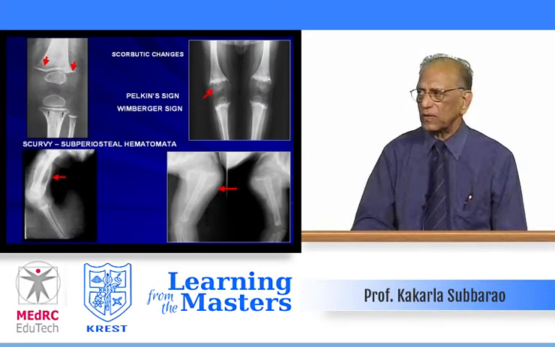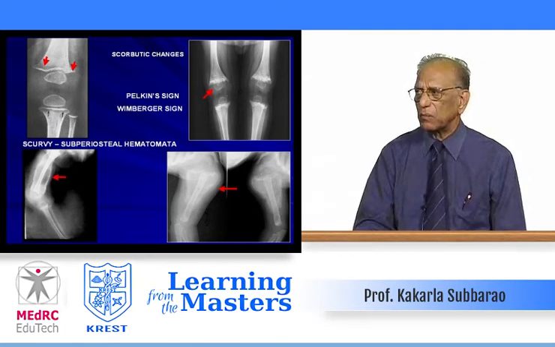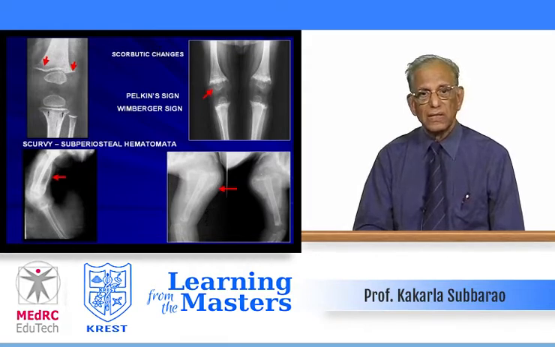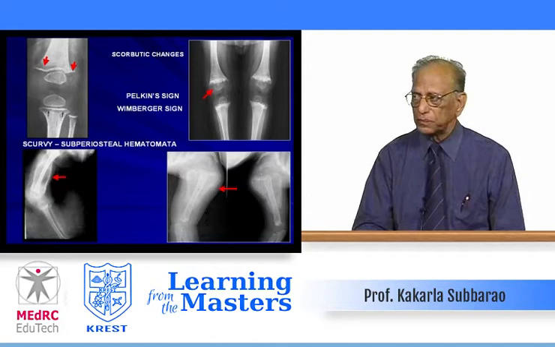Classical features that you find, namely osteoporosis, Pelican sign, Wimberger sign, subperiosteal hematoma and a proximal sclerotic zone, and still proximal to it you find what? Lucent zone. So actually the sclerotic zone is distal and proximal is the lucent zone, the crumbling zone.